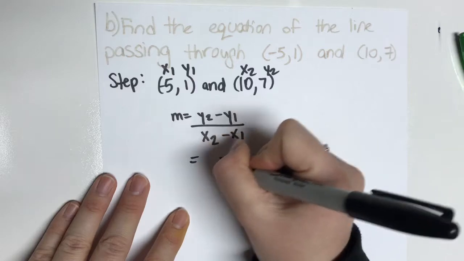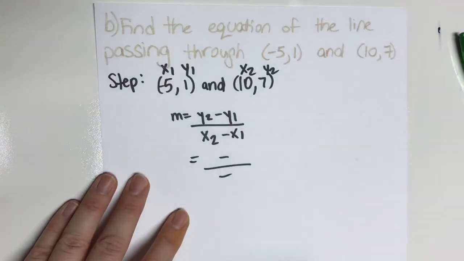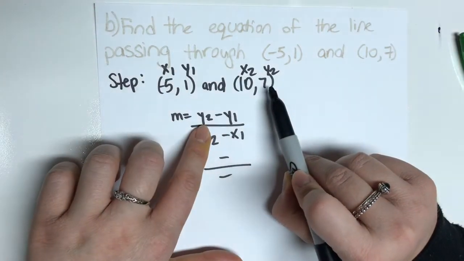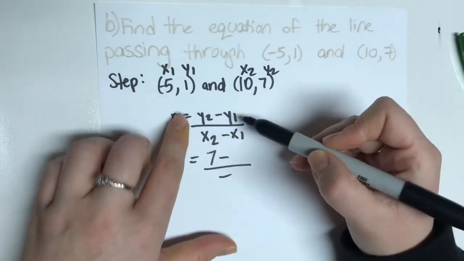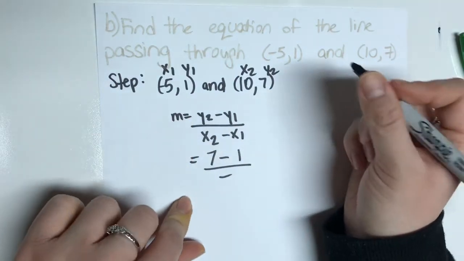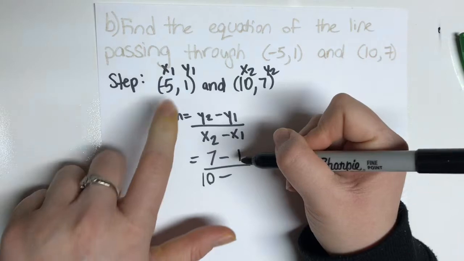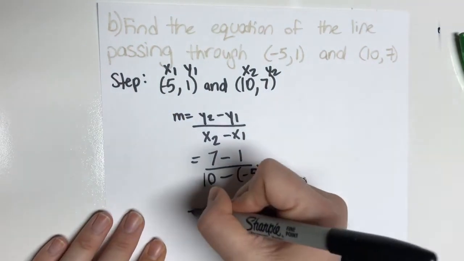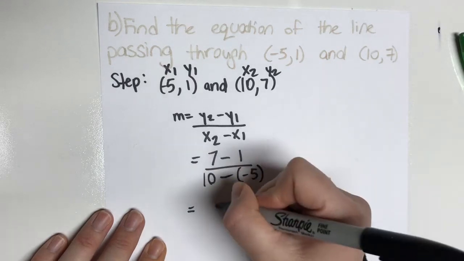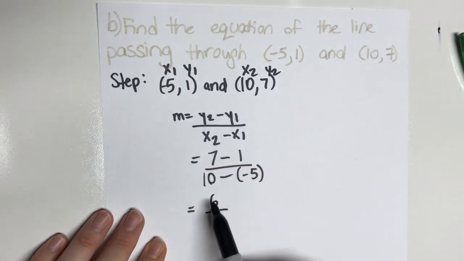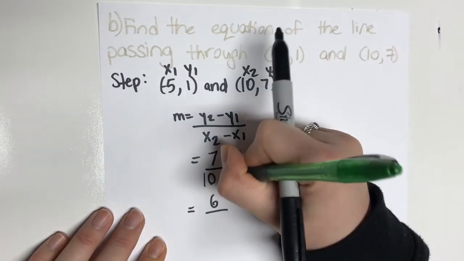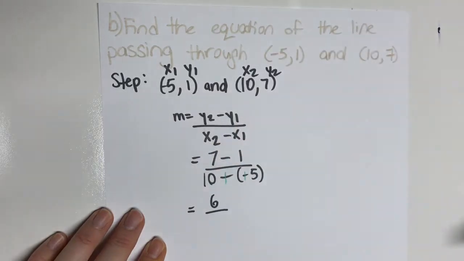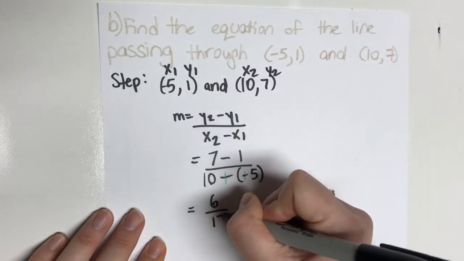Now I'm going to substitute my known values. So y2 was 7, y1 is 1, x2 is 10, and x1 is -5. Simplify the top and bottom separately. 7 minus 1 is 6. 10, keep, change, change. 10 plus 5 is 15.